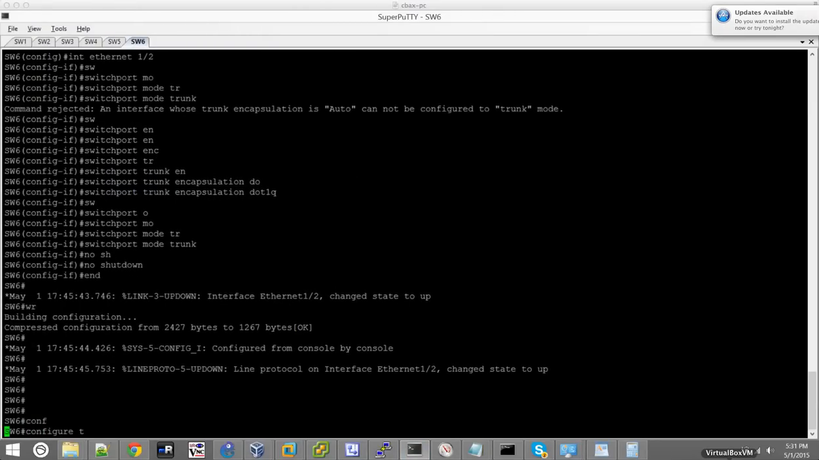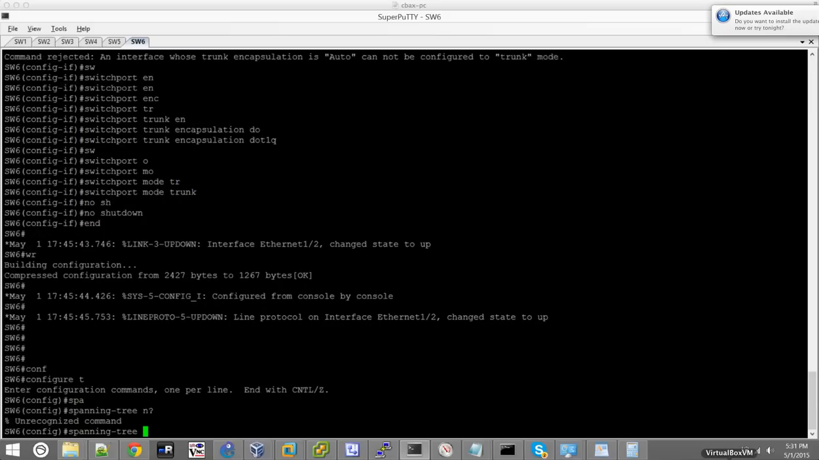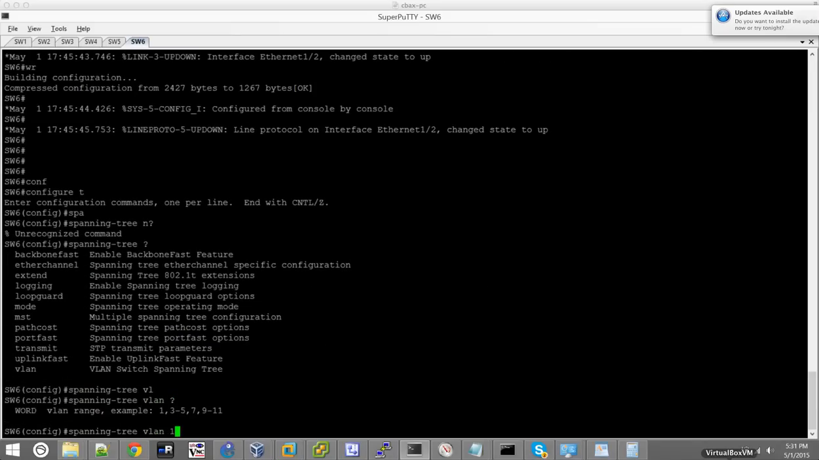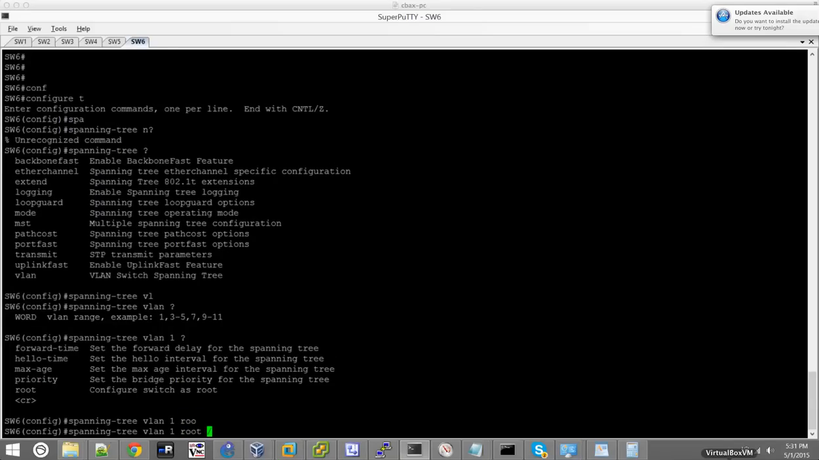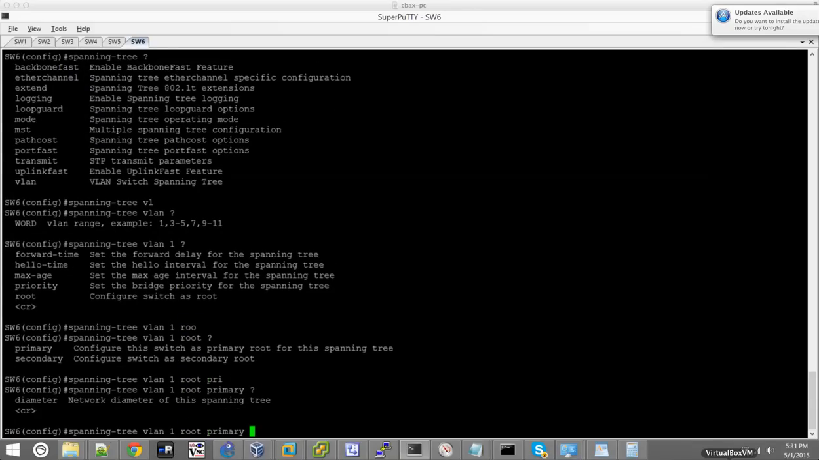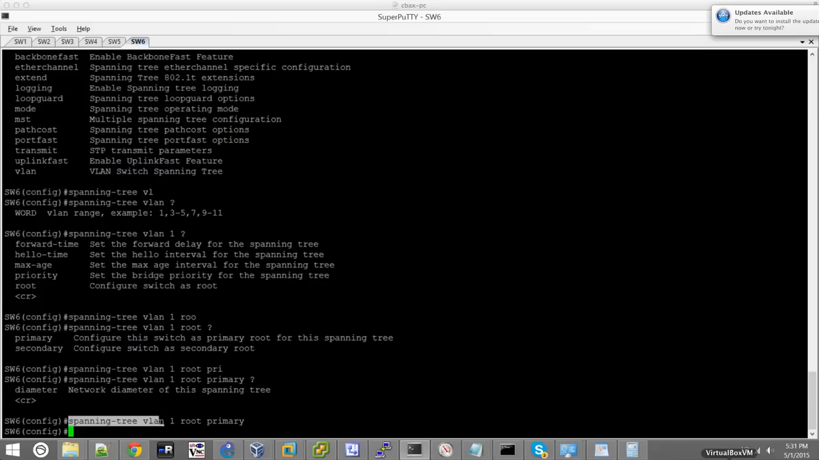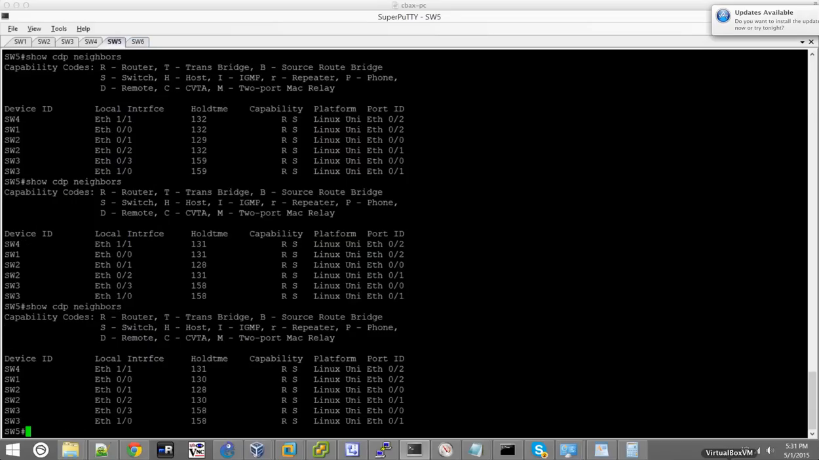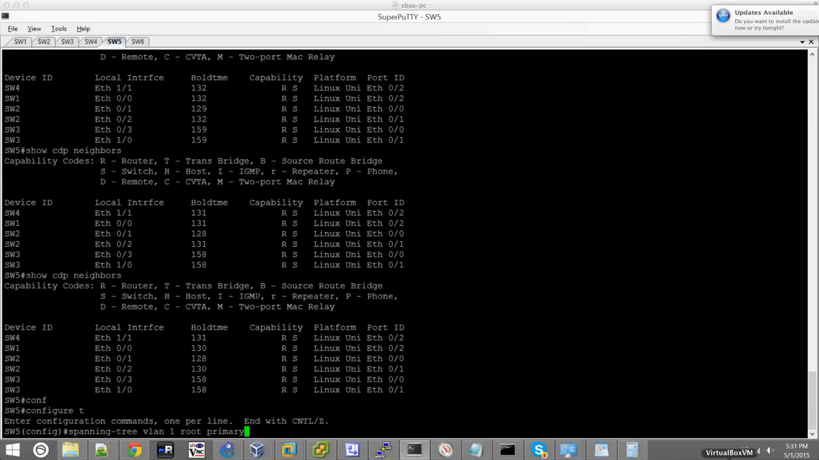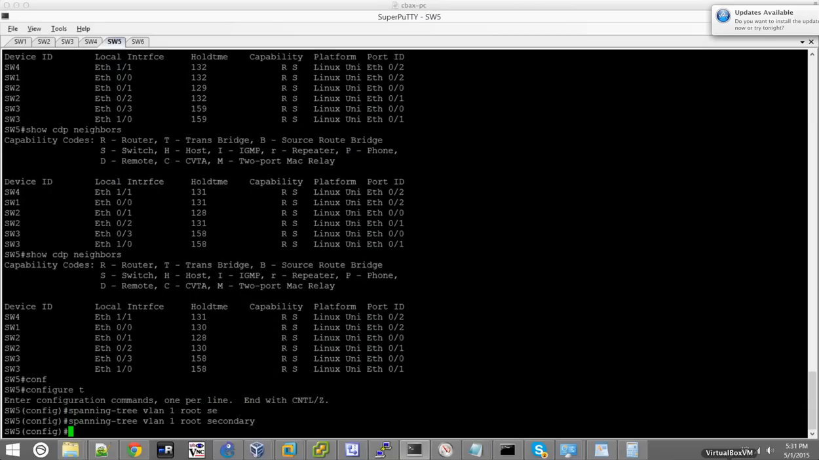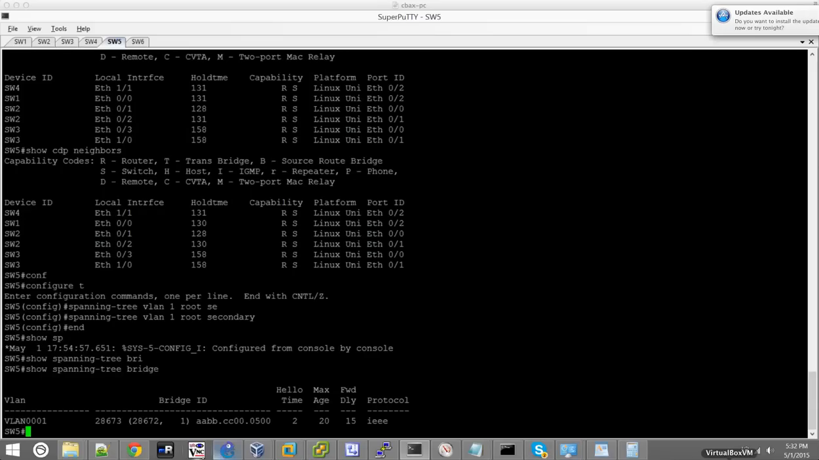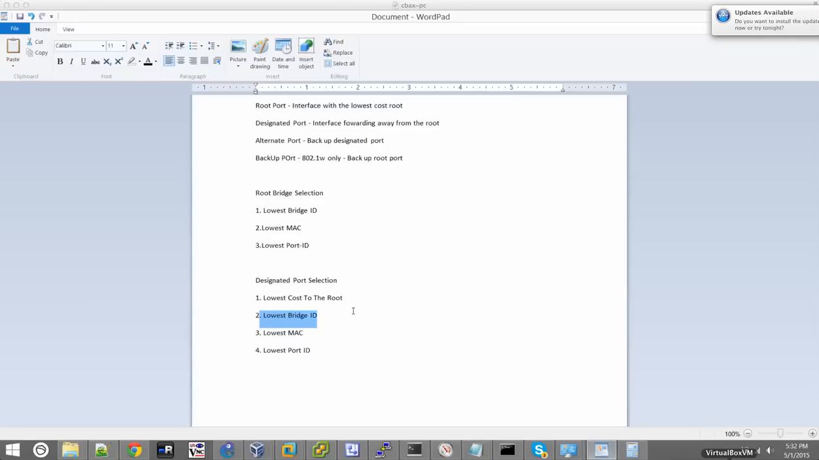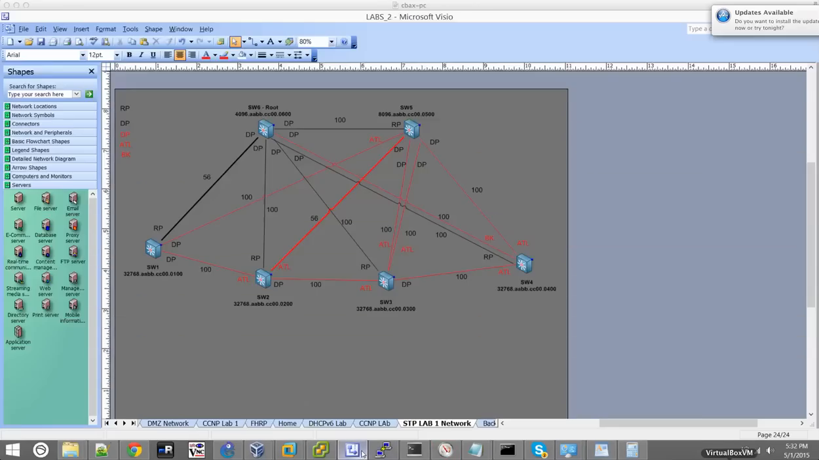So config t, spanning-tree vlan, and for this one we're going to focus on VLAN 1, root primary. Right, and then switch 5, same thing, root secondary. Spanning tree bridge. Okay, so it actually made it 28672. So we'll go ahead and update that.